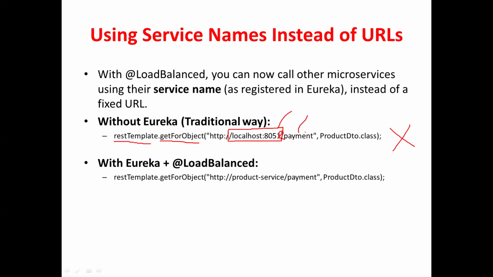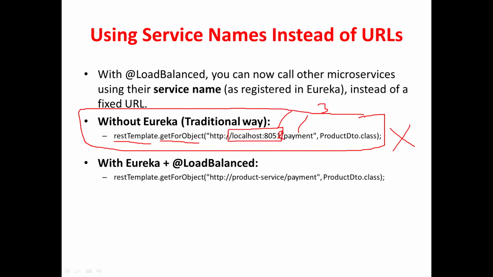Imagine the payment team gave you three URLs, and you used only one. If one is down, you need to replace it with two. Again, if two is down, you need to replace it. Manual work is required here. Am I correct or not?